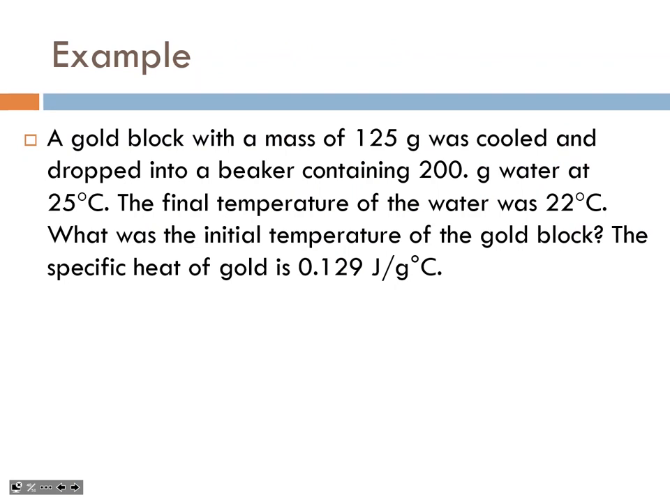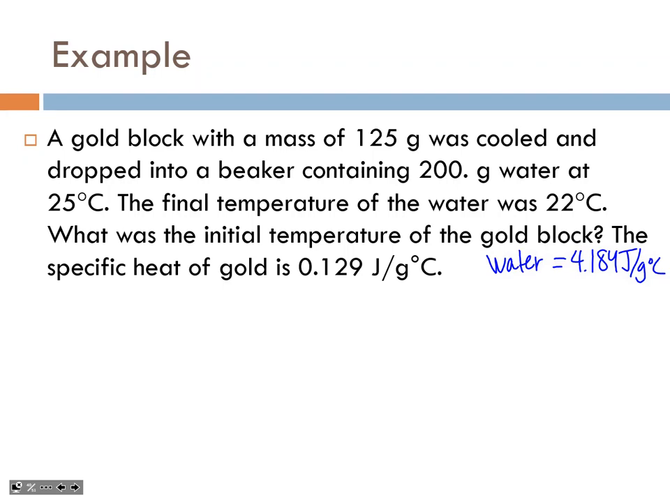All right, so now we're looking at an example type problem here. A gold block with a mass of 125 grams was cooled and dropped into a beaker containing 200 grams of water at 25 degrees Celsius. The final temperature of the water is 22. What is the initial temperature of the gold block? The specific heat of gold here is 0.0129, which is on your table. Also, they expect you to know water. The specific heat of water is 4.184, but I'll write it up here, as we will definitely need to know that.